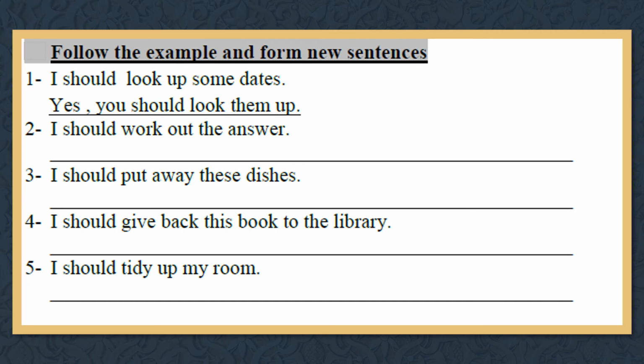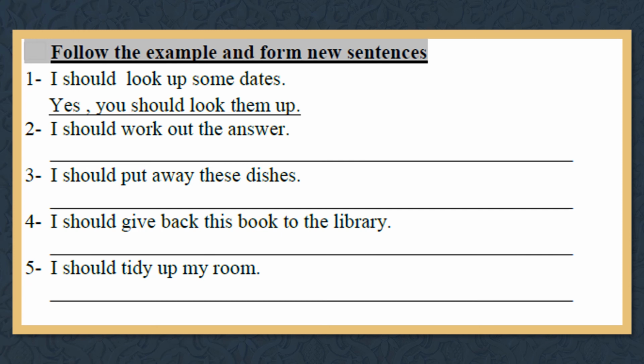Follow the example and form new sentences. This activity is a good one. You have to write it in your exercise book. Write this activity in your exercise book and do it, please. I should look up some dates. Yes, you should look them up. You have to use the same phrase here. Yes, you should. And you have to use a pronoun object instead of noun object.